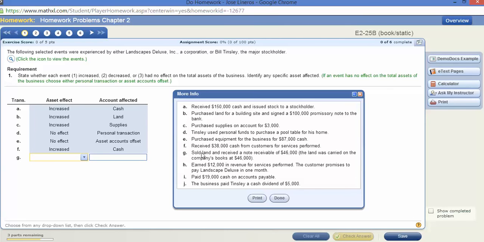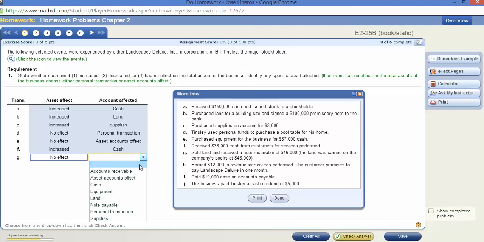Because you have this asset called land go down by $46,000, and this notes receivable go up $46,000, notes receivable is an asset account. It's something the business counts as an asset. Basically what you have is you have a wash. You have no effect, and you're washing this basically through two different asset accounts. One asset account is land, and that's dropping, but correspondingly, a notes receivable for $46,000 is going up, so you basically have no effect.